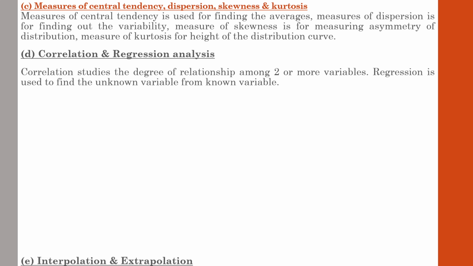And regarding regression, regression is an important area in statistical methods. Regression helps in identifying an unknown variable from a known variable. The simple meaning is that if you have two variables x and y, you know the value of x, but you do not know the value of y, but there exists a relationship between x and y.